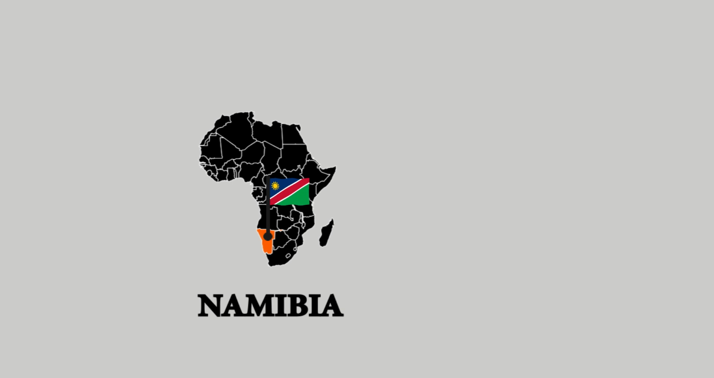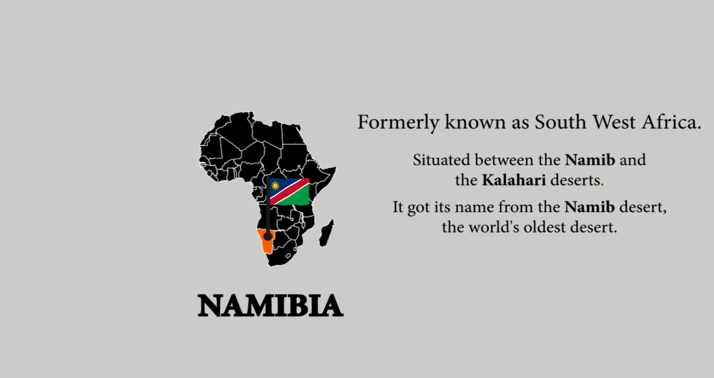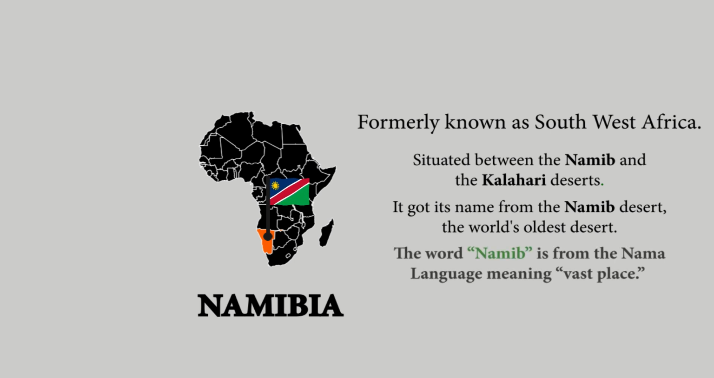Namibia. The Republic of Namibia, formerly known as Southwest Africa, is a coastal country situated between the Namib and the Kalahari deserts. The country got its name from the mesmerizing Namib Desert along the Atlantic coast, which is also the world's oldest desert. The word Namib is from the Nama language and it means vast place.